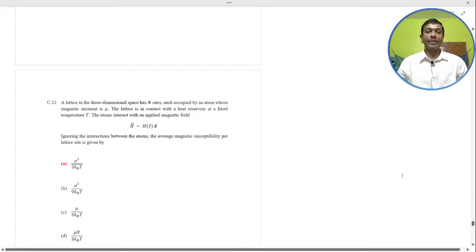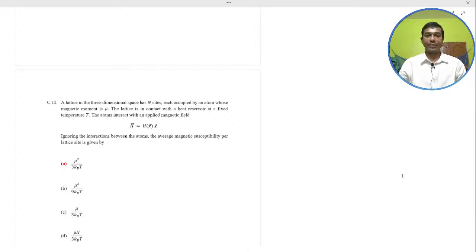A lattice in three-dimensional space has N sites, each occupied by an atom whose magnetic moment is mu. The lattice is in contact with a heat reservoir at a fixed temperature T. The atoms interact with an applied magnetic field H equal to H in the z direction, ignoring the interaction between the atoms. The average magnetic susceptibility per lattice site is given by what?